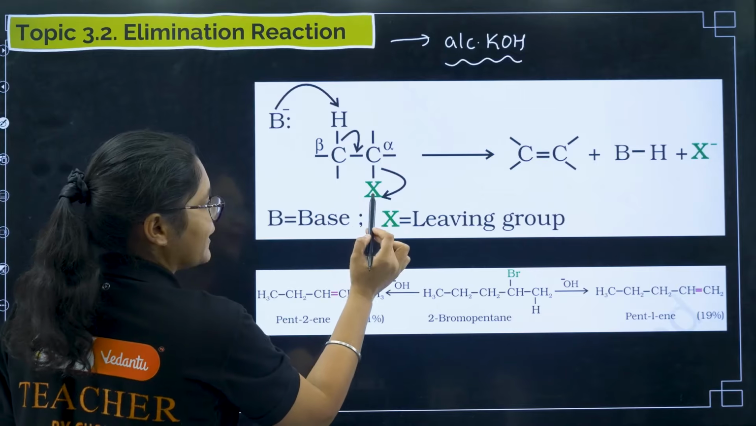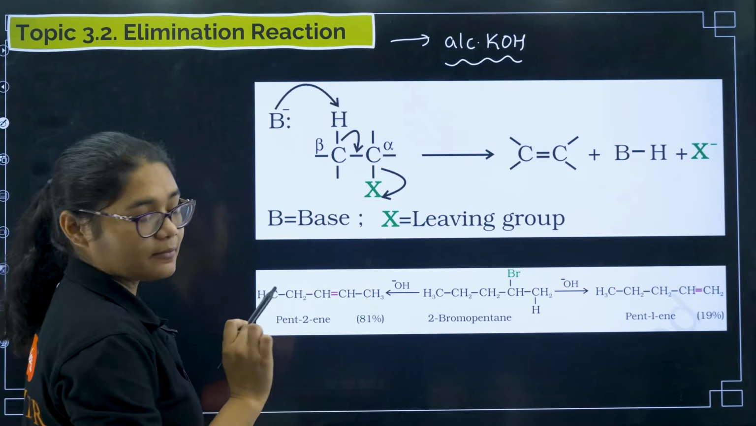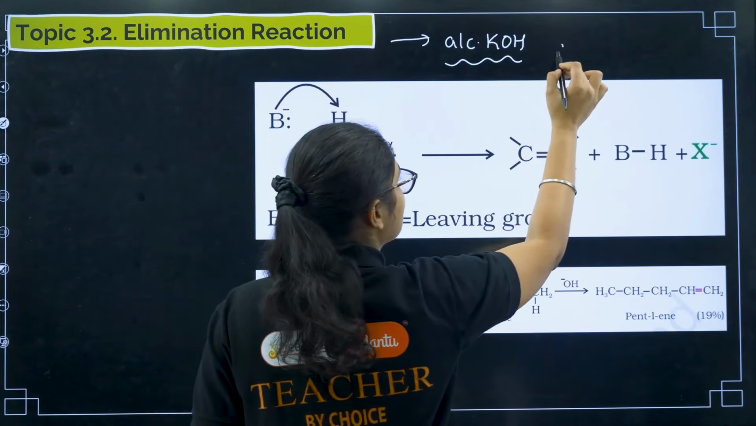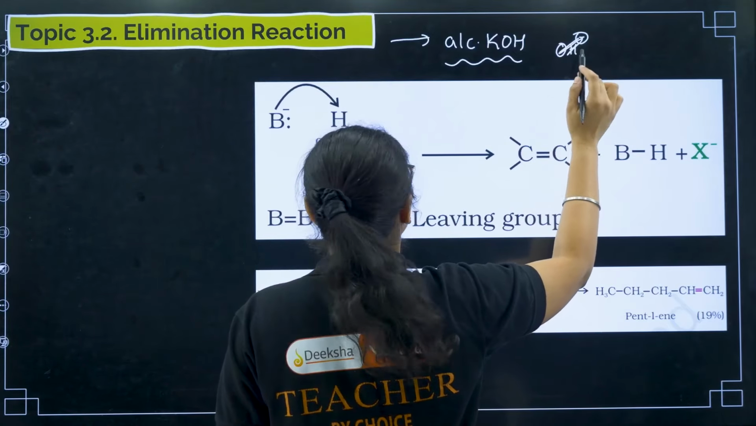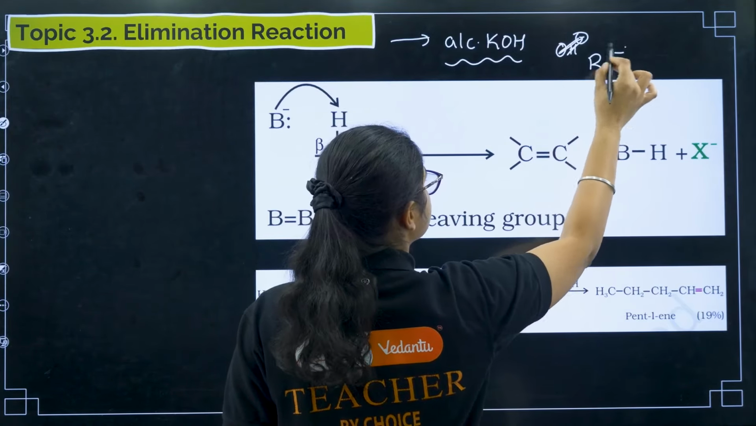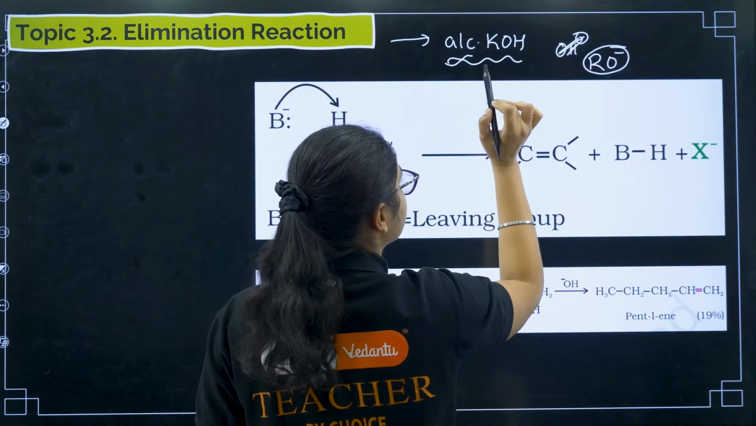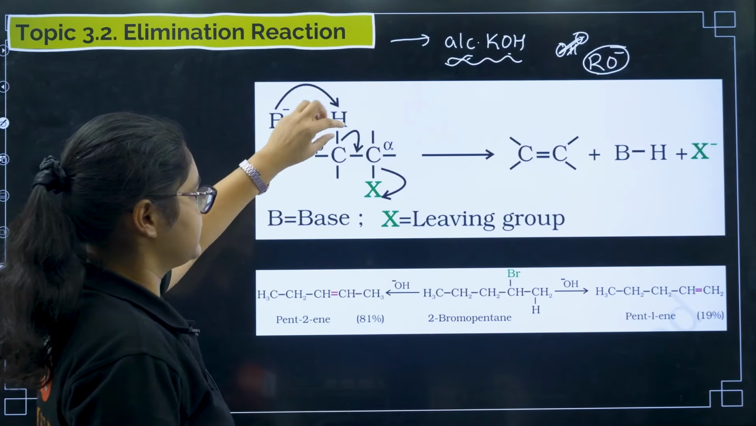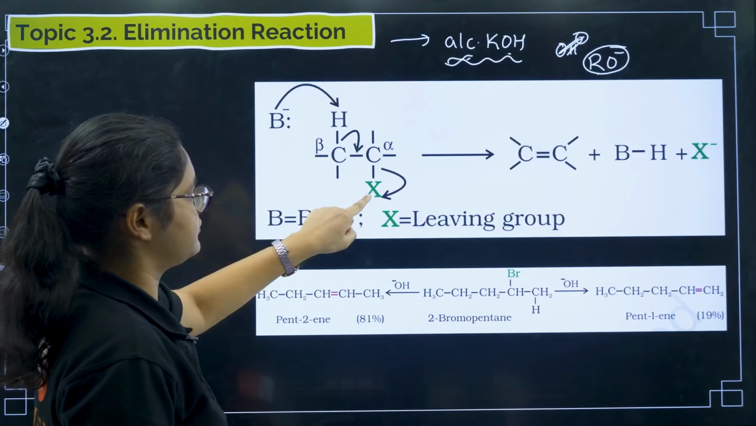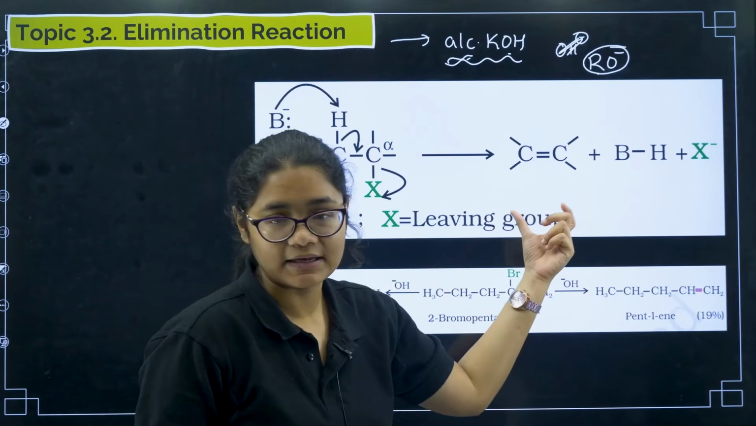So this is your X, this is alpha carbon, this is beta carbon. So this alcoholic KOH has the base OH minus, right? Sorry, the base here, whatever it is, RO minus actually, okay, because we have alcoholic KOH and it gives you RO minus. So this base attacks H plus, it takes the H plus, here the double bond is shifted and this goes out and we get an alkene product here.